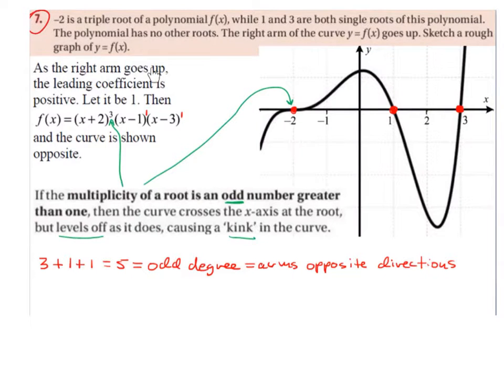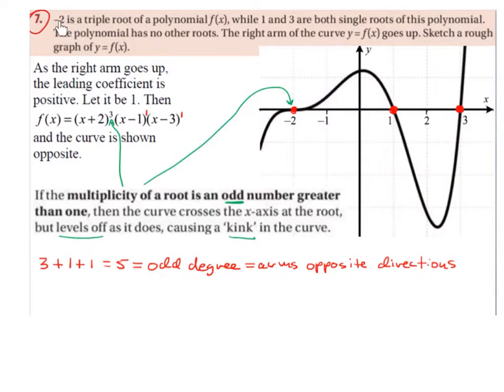So since the right arm goes up, the leading coefficient must be positive. We're going to let it be 1. So then we're going to have f of x equals (x plus 2) cubed times (x minus 1) to the power 1 times (x minus 3) to the power 1. So (x plus 2) cubed comes from this part here where it says that minus 2 is a triple root.